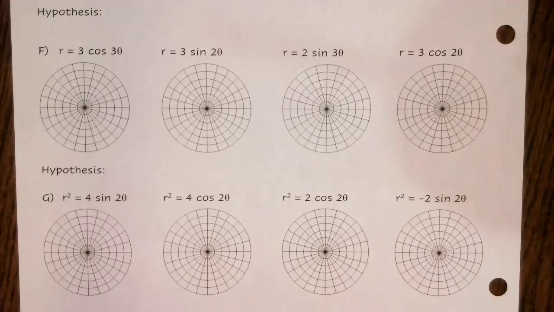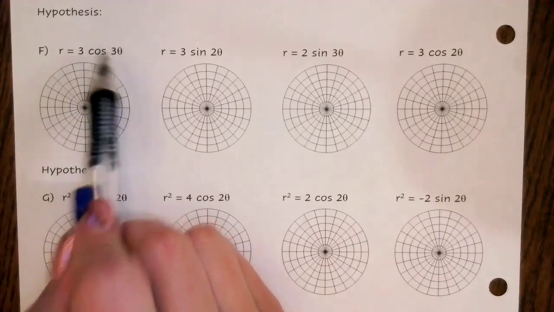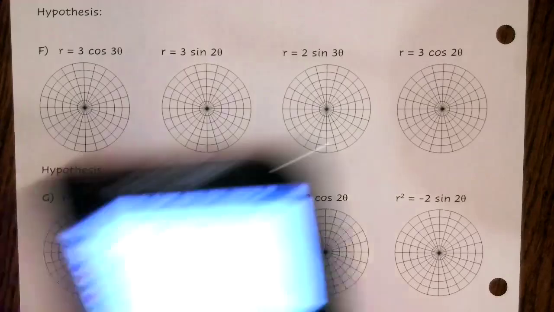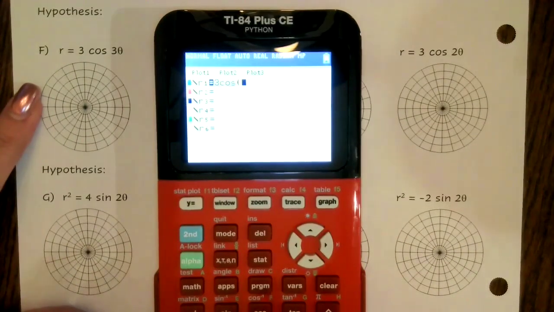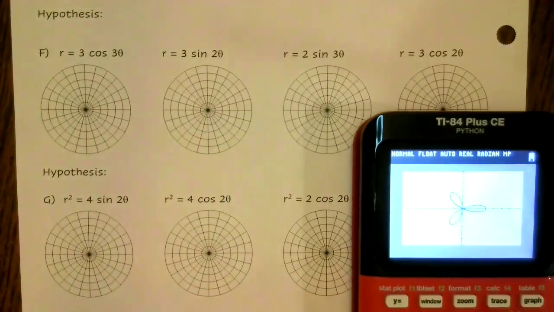Look at one more here before we go on to today's lesson. And so this one is when we have a number and then a b value. So when I put this one in here, 3 cosine of 3 theta, and I hit graph, we get a picture that looks like this. You can't see that. Sorry about that. There it is. We get a picture like this. It's called a rose. And so this one has 3 petals.